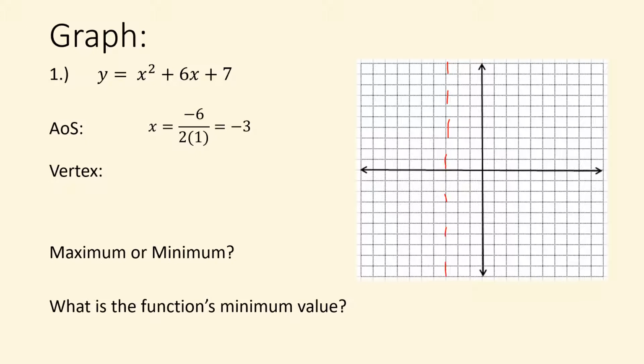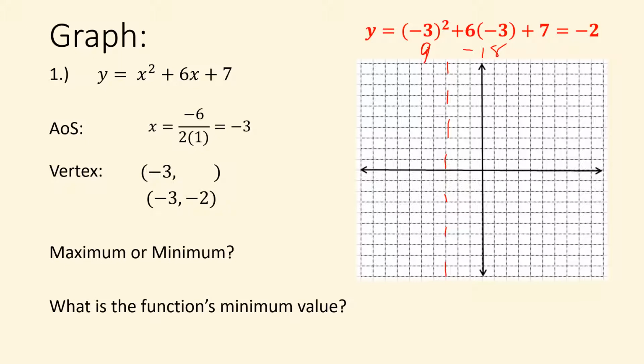Okay, now if we plug in negative 3, that's going to give us the vertex. So we plug in negative 3 for all those x's. 9 minus 18, that's negative 9 plus 7 gives us negative 2. Vertex is negative 3, negative 2. Okay, so our vertex is here.